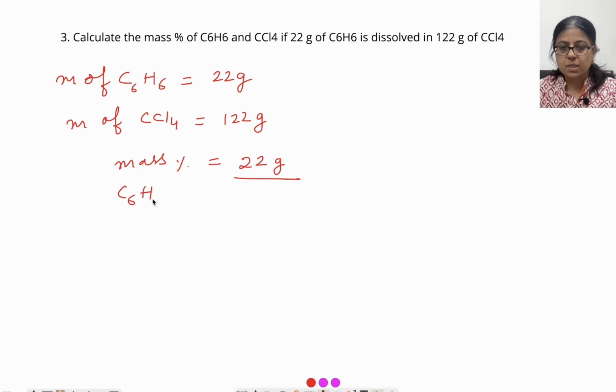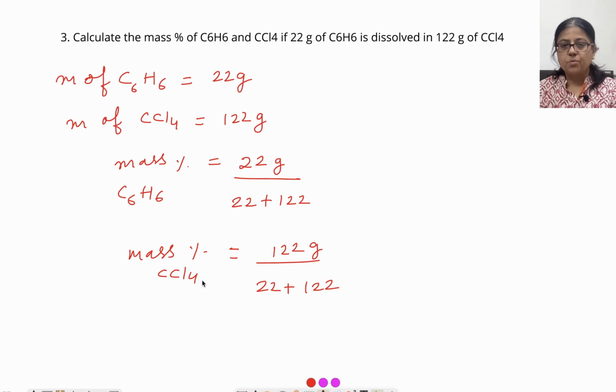This will be equal to the mass percentage of benzene. Mass percentage of benzene is equal to 22 gram divided by the total mass present in the solution, and the mass percentage of the other component, CCl4, is equal to 122 gram divided by the total mass present in the solution, that is 22 plus 122 gram. So these will be the values of mass percentage.